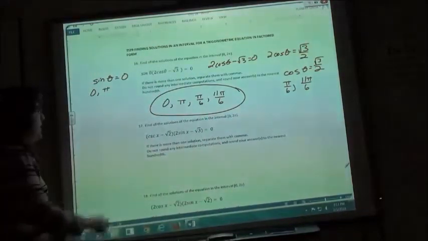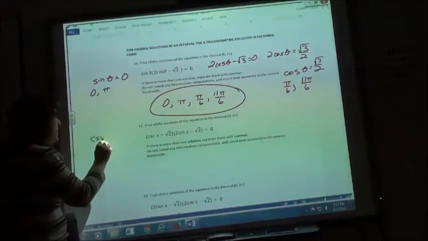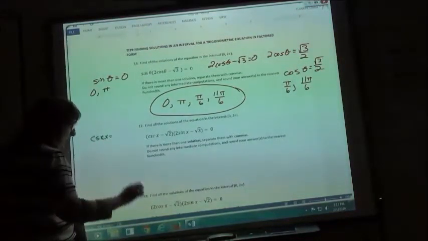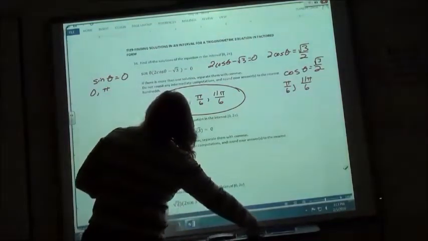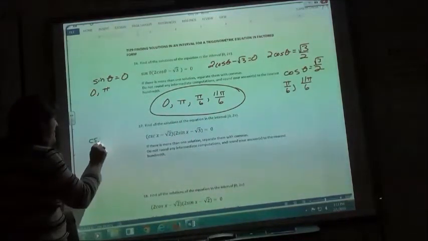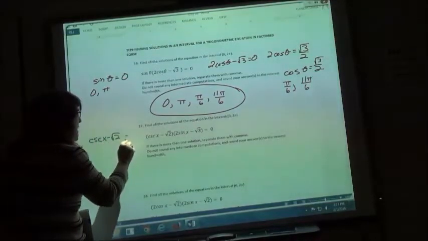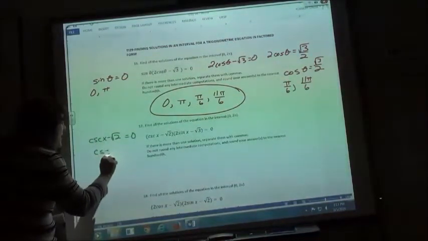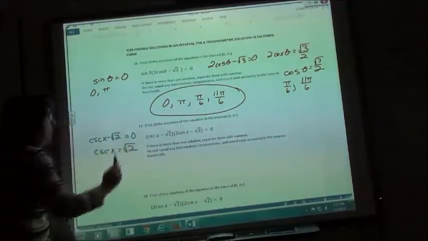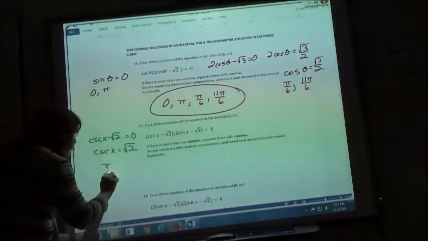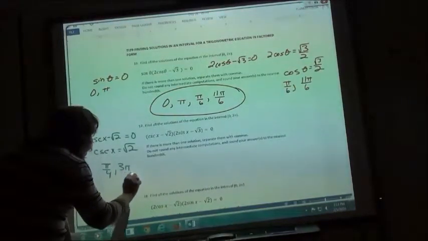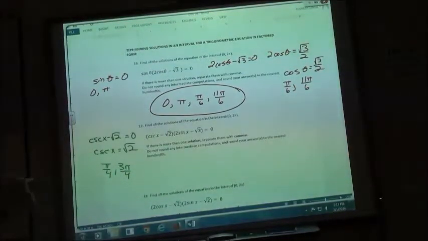So on this one, if my cosecant of x minus the square root of 2 equals 0, then my cosecant of x would equal positive square root of 2. So I'm going to look under my cosecant equals square root of 2 at pi over 4 and 3 pi over 4. So I did that one there.